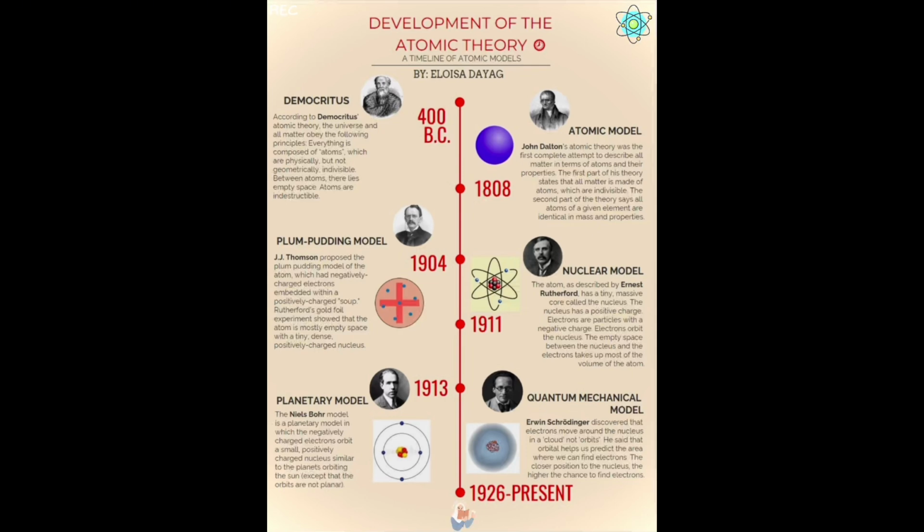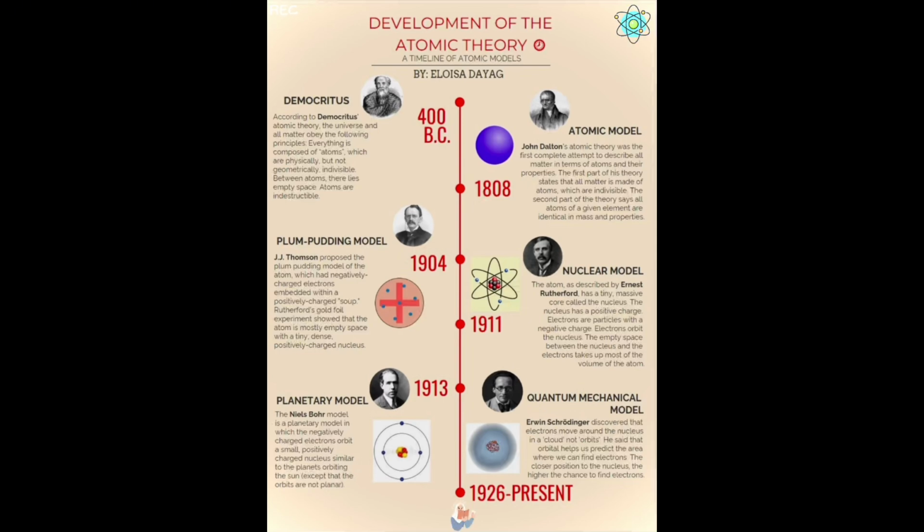So the first part of his theory stated that all matter is made of atoms which are indivisible, similar to Democritus' theory. The second part of the theory says that all atoms of a given element are identical in mass and properties. This was something new to the generation because Democritus had not described this part.